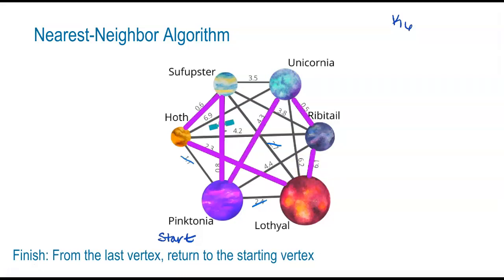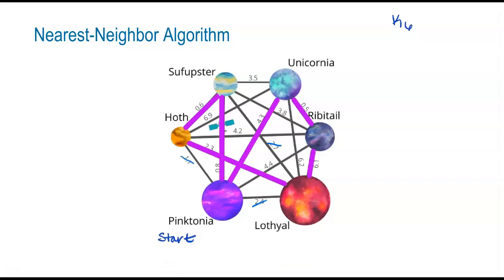Now we have a solution to this traveling salesman problem, which is a Hamilton circuit beginning and ending at Pincktonia and traveling to each of the other planets exactly 1 time. Let's calculate the total weight of this circuit. In this situation, our weight is years.